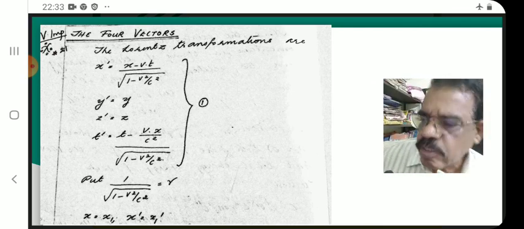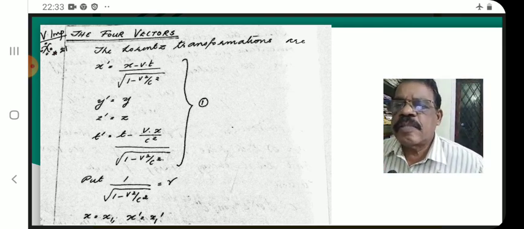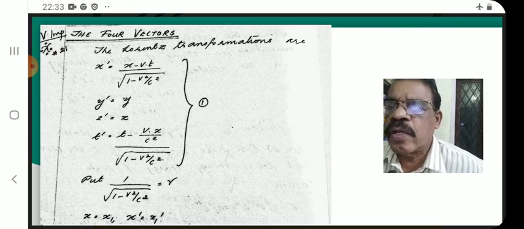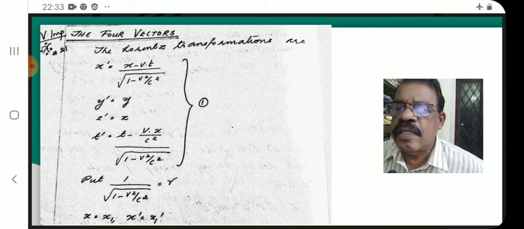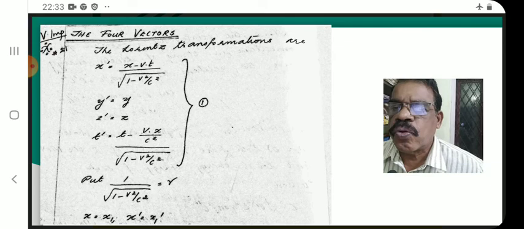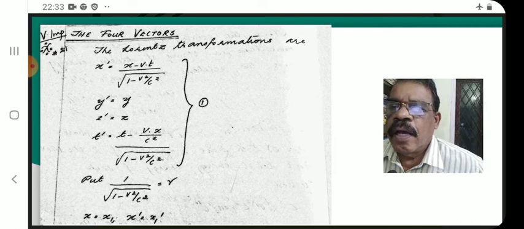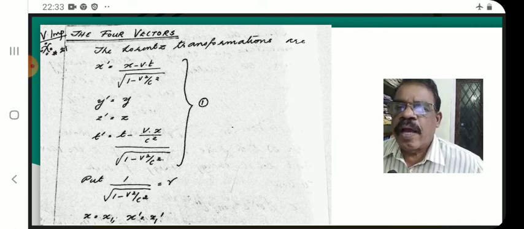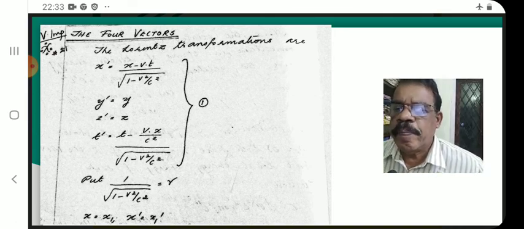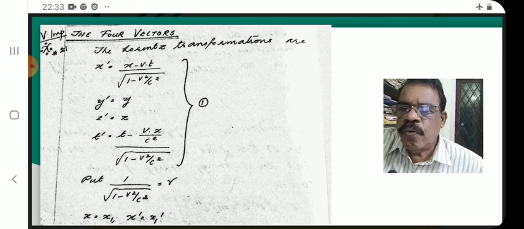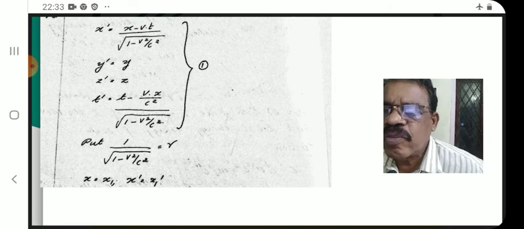The Lorentz transformation equations are: x dash is x minus vt by root of 1 minus v square by c square, y dash is y, z dash equal to z, and t dash equal to t minus vx by c square by root of 1 minus v square by c square. These four equations we mark as 1, and you know them. Now we put 1 by root of 1 minus v square by c square as gamma.